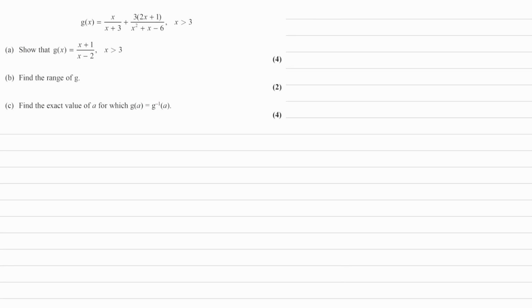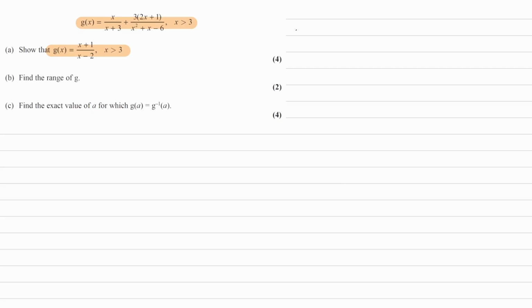Okay, so for this question, we're given g of x is equal to this function over here, where x is bigger than 3. And then we're trying to show that it can be rewritten as x plus 1 over x minus 2, where again, x is bigger than 3. So that first part's pretty straightforward. It's just a bit of algebraic manipulation with what we have over here. In part B and C, it gets harder.